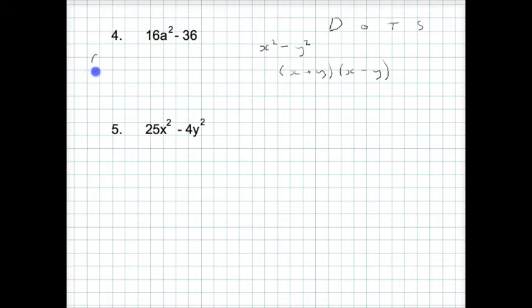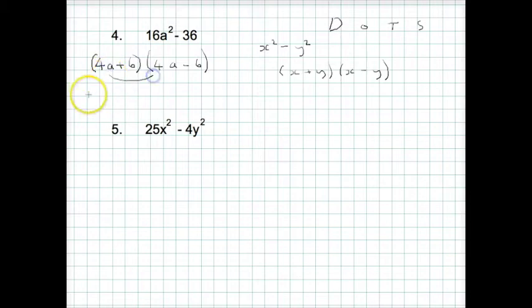And that's what we're going to use here. So in the first set of brackets, we find the square root of 16a squared, which is 4a. And the square root of 36 is 6, so 4a plus 6. And then in the second set, we get 4a minus 6. Now if you multiply these out, you will get back to this term here. I'm going to do this for the first one just to show you.